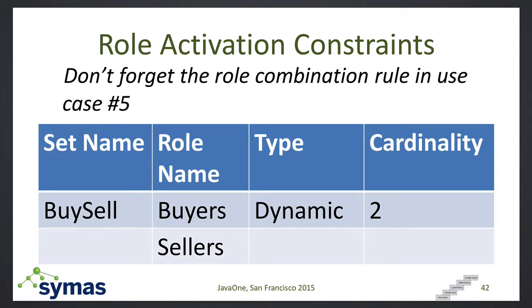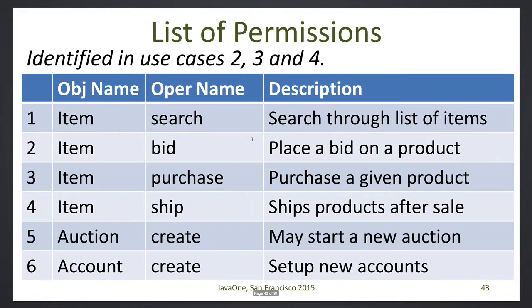And really all we're doing is creating a set name. We can call it whatever we want. We're going to call it here buy sell, and we're going to list the members, buyers and sellers. We're going to say the type, this is dynamic, and the cardinality. And the cardinality is 1 plus whatever the number is that can be activated. We're saying at most 1 can be activated, so cardinality is 2.